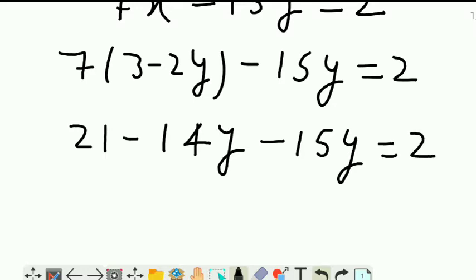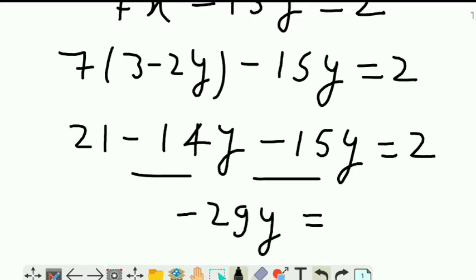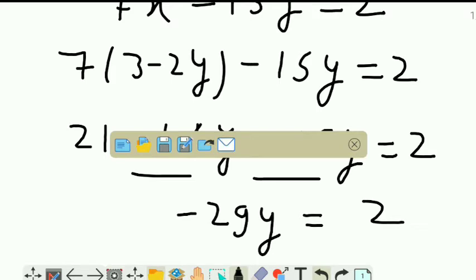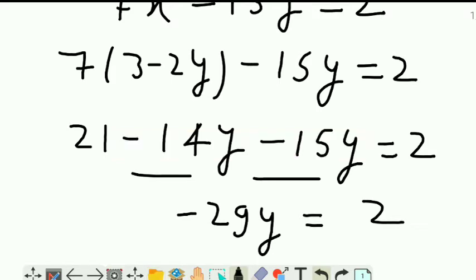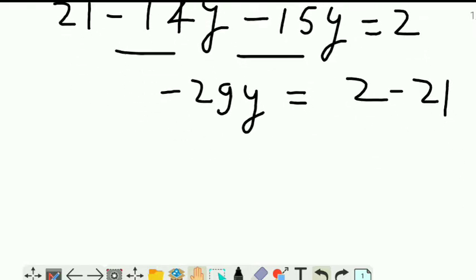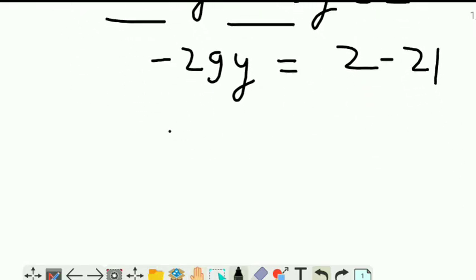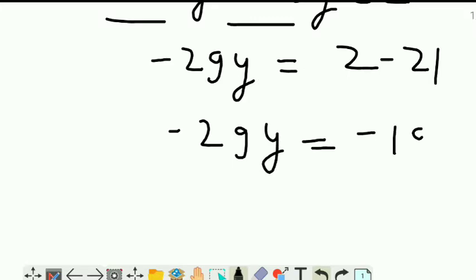Now, like terms, these both are like terms or not? Yes. So minus 14 and minus 15, these will be minus 29y is equal to 2. 21 is positive. When we transpose it to the right side, it will be negative. Now minus 29y is equal to minus 19.